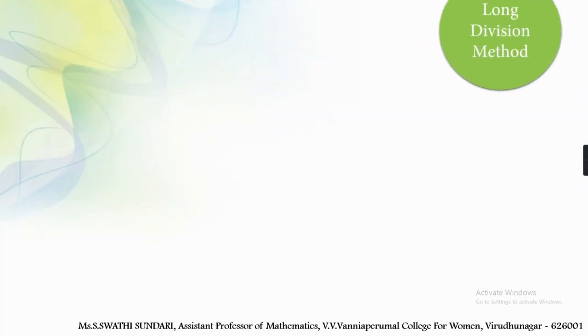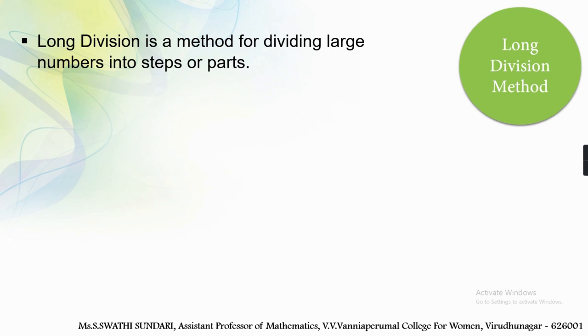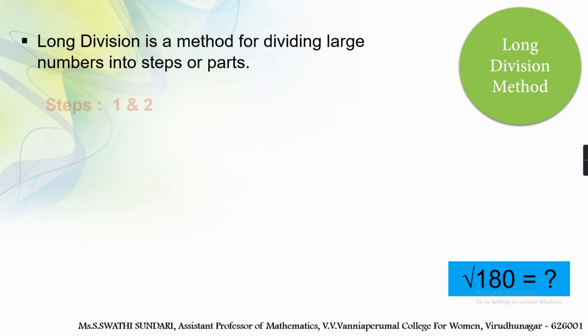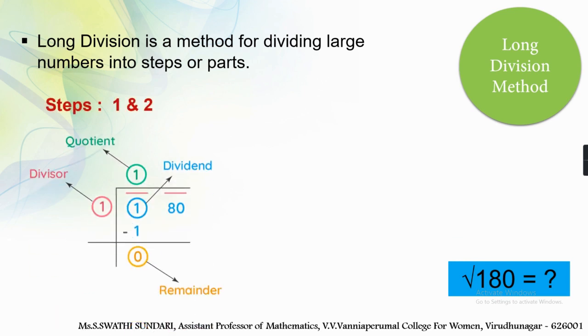At last, we recall the long division method. In this method, we can find the exact square root of any number. Let us find the square root of 180. First, we place a bar over every pair of digits of the number, starting from the units place. So, we get two pairs, that are 1 and 80.